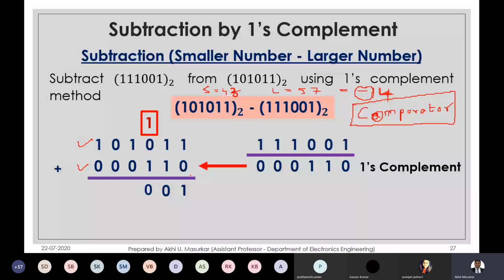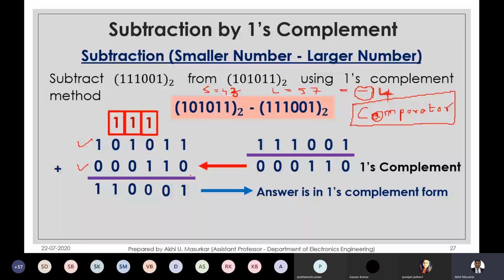Now, this answer that we have got is in one's complement form. That is what they are saying. When you do it like this, the answer that you get is in one's complement form. So to get the right answer in true form, you have to again take its one's complement. So I am taking one's complement and assigning a negative sign. So 1 is becoming 0, 0 is becoming 1: 0, 1, 0, 1, 1, 0, 1. So the final answer is going to be minus 0, 0, 1, 1, 1, 0.